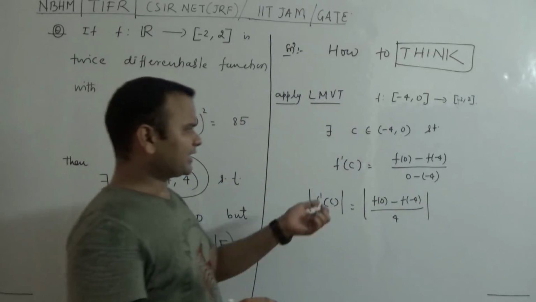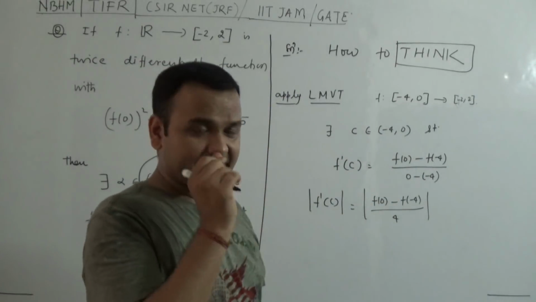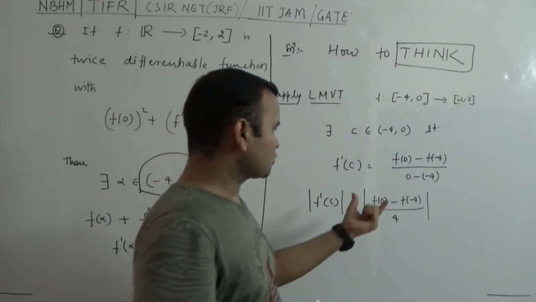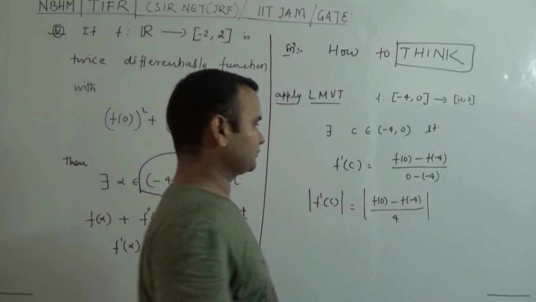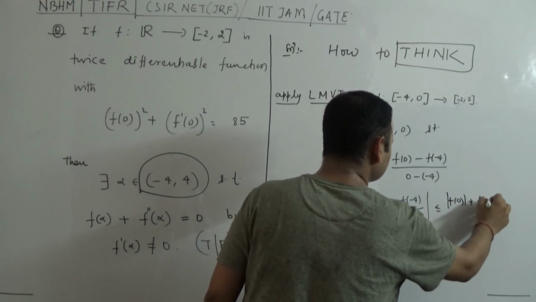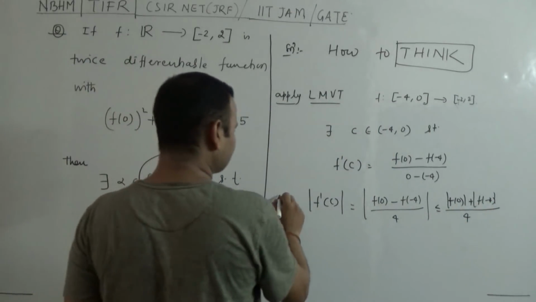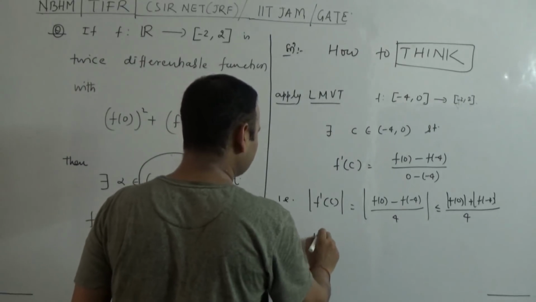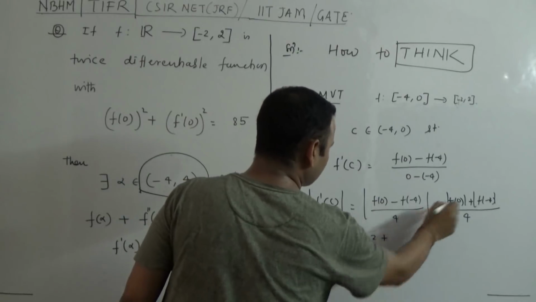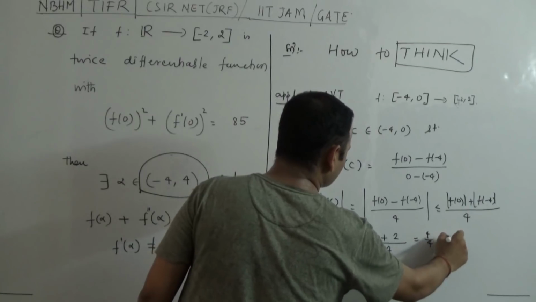Correct? If you look carefully, the value of f0 is maximum 2 and minimum minus 2. And the value of f of minus 4, maximum 2, minimum minus 2. So what is the maximum value of the numerator? So this value is f of 0, take the positive, by 4, correct? So that is, f prime 0 mod is less than or equal to, this value is maximum 2, this value is maximum 2, by 4, so this is 4 by 4, which is equal to 1.